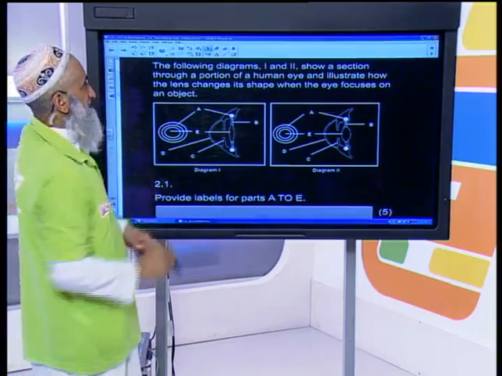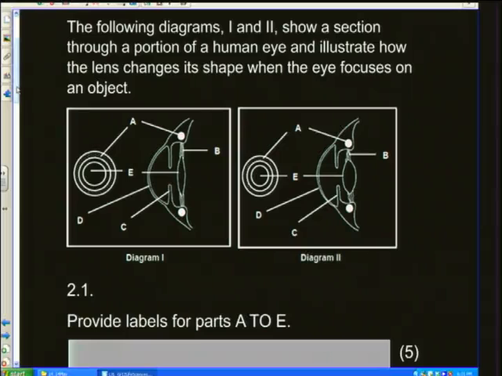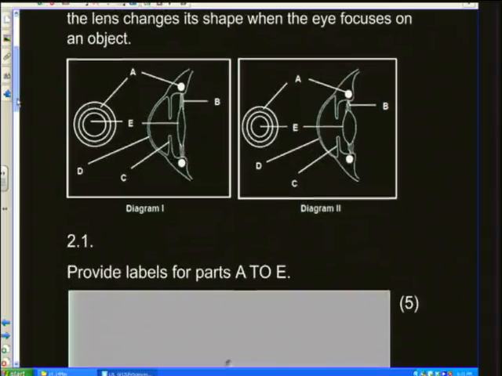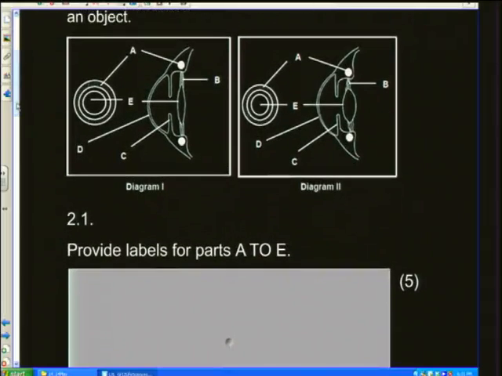The following diagrams, 1 and 2, show a section through a portion of the human eye and illustrate how the lens changes its shape when the eye focuses on an object. Now, many learners got thrown off by these diagrams on the side, because they're thinking of the pupil and getting excited. But notice, they're telling you clearly that this part in the middle is not the pupil, but that part there. Same here, E is E, and all these labels are the same. Are we all clear with that?